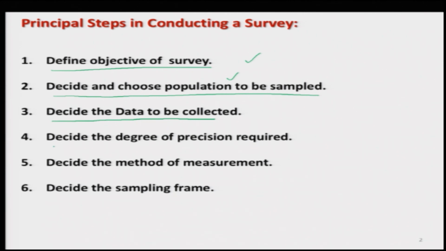Now, after this we have to decide what degree of precision is required. For example, if I take the same example, if the height has to be measured, we have to very clearly indicate whether it is in terms of meters or centimeters, up to what degree of precision. If you want to collect data on age, then one has to very clearly specify whether the age has to be in terms of number of completed years, or number of years and number of months, or number of years, months and days, or in terms of number of days.